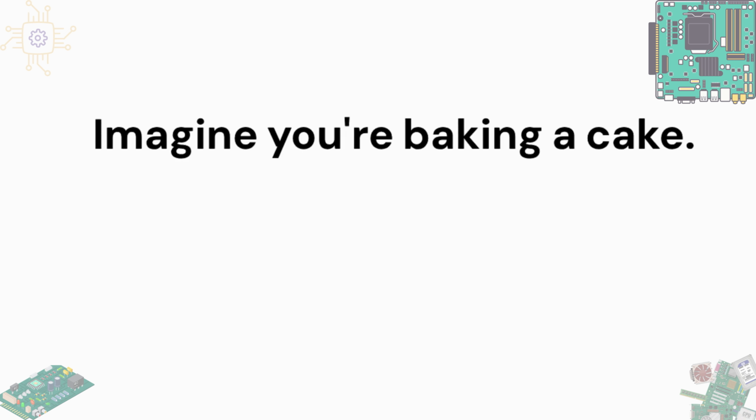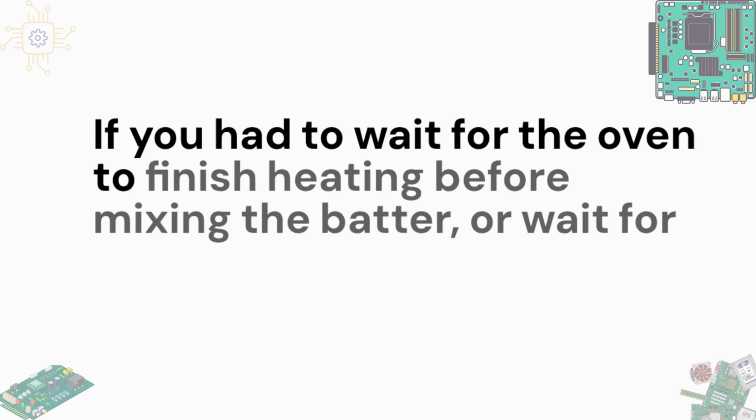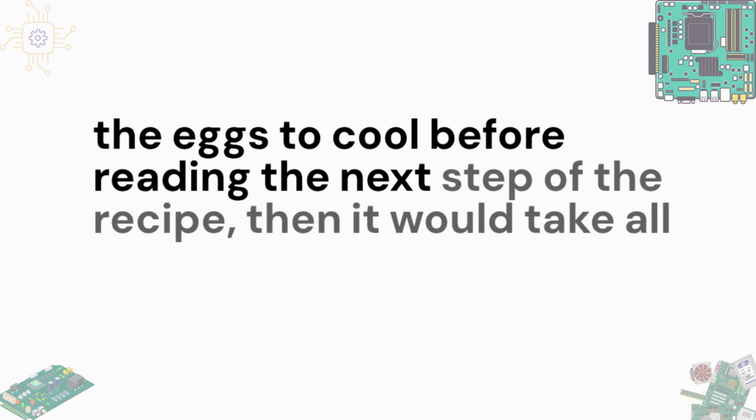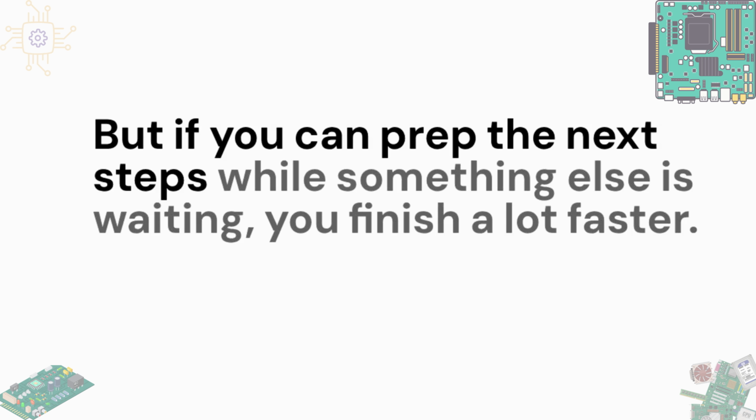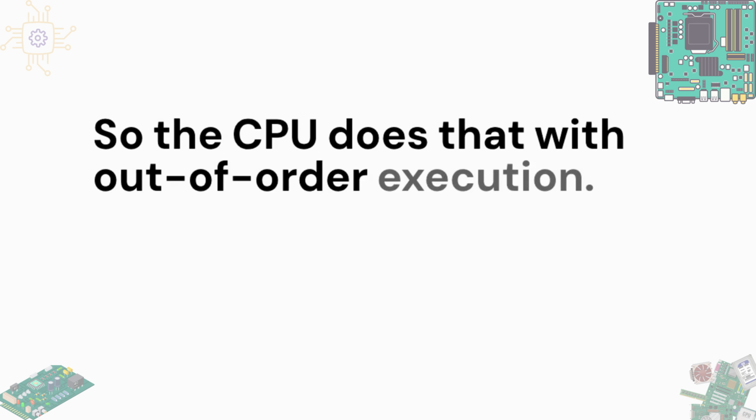Imagine you're baking a cake. I like cake. If you had to wait for the oven to finish heating before mixing the batter, or wait for the eggs to cool before reading the next step of the recipe, then it would take all day. But if you can prep the next steps while something else is waiting, you finish a lot faster. So the CPU does that with out-of-order execution.